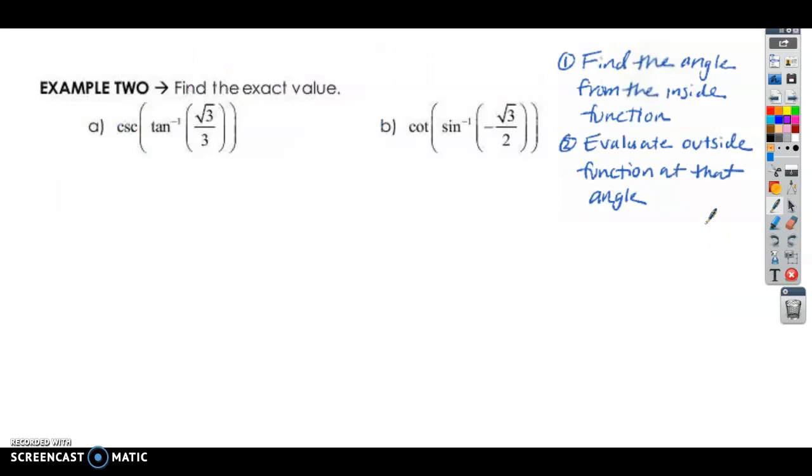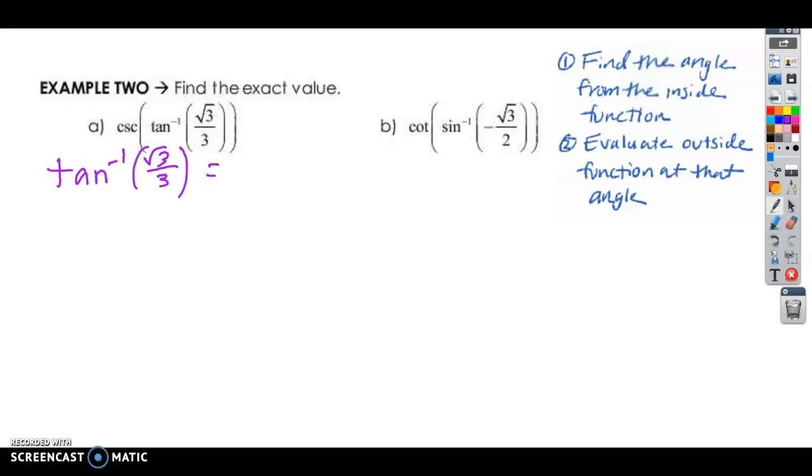All right, moving on. So to find the exact value when you're given a composition of functions, a function inside the other function, you have to find the angle from the inside function first, just like we were doing. So you're going to start with what's the inverse tangent of root 3 over 3. So that's positive.